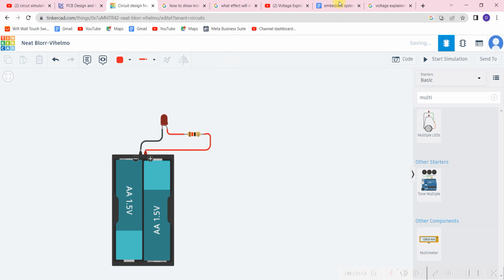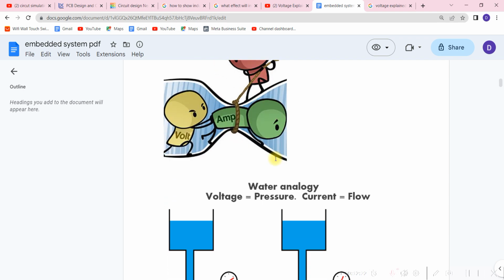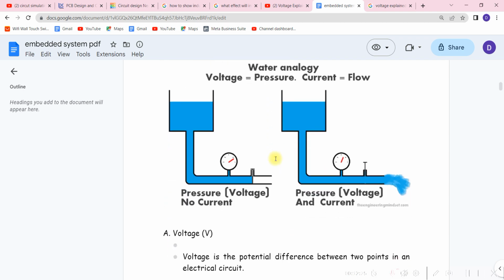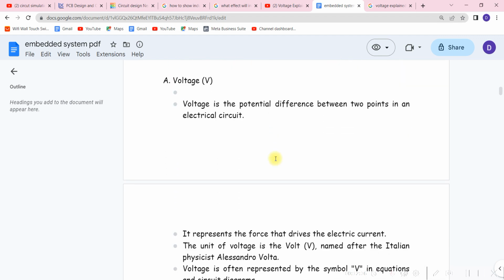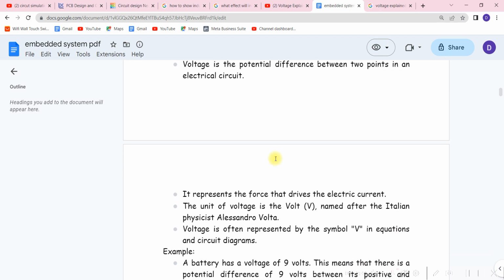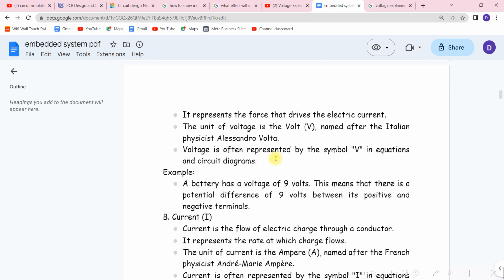Now, let's go back to my little PDF here. If I've explained well, you understand this picture and this analogy, saying that the voltage is the pressure while the current is the amount of water coming out per second. So we said voltage is the potential difference between any two points in an electrical circuit. We already defined that, and here it says it represents the force that drives the electric current. You said that too. The unit of voltage is V, and apparently Alessandro Volta was the person who discovered it. And they gave an example here.